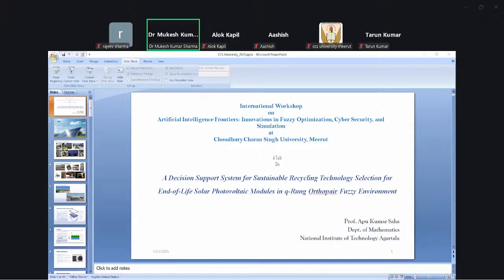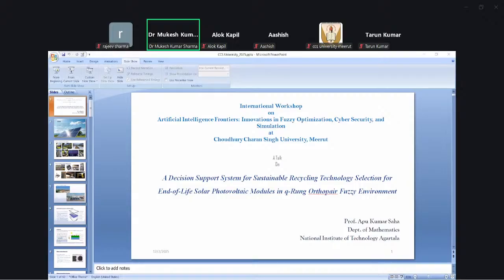Clear or not? Those who voted for B, we can say they are against A. But those who did not vote, are all of them against A? So how can membership plus non-membership be 1? There will be a hesitancy. This 10% did not vote, so there is a hesitancy.